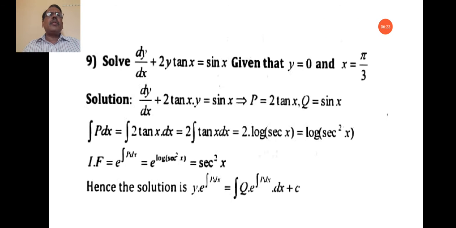So solve the equation dy by dx plus 2y into tan x is equal to sin x, given that y is equal to 0 when x equals pi by 3. Here we have to find two solutions: one is the general solution and the other is the particular solution. For that they have given the condition that when x equals pi by 3, y is equal to 0.